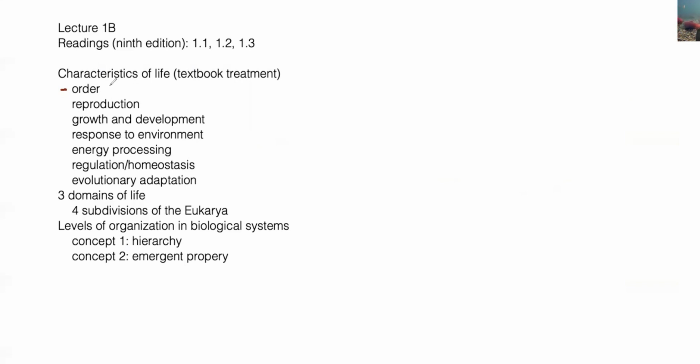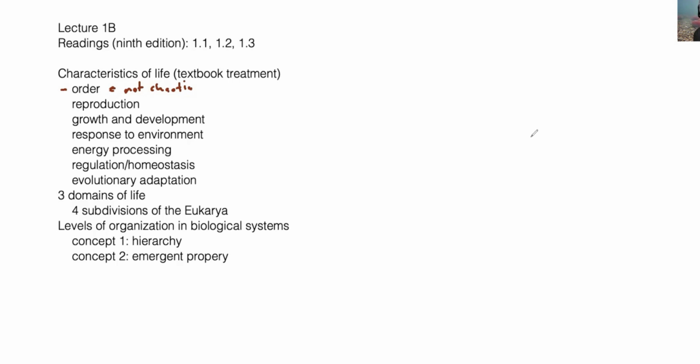Oh, by order we mean predictability. It's not chaotic, right? Chaos is the opposite of order. And so if you look at any living organism, it's very much not chaotic. Things have to be in the right place. You have to do the right things at the right time. If you don't have that kind of predictability and orderliness, you don't get a living system, right?